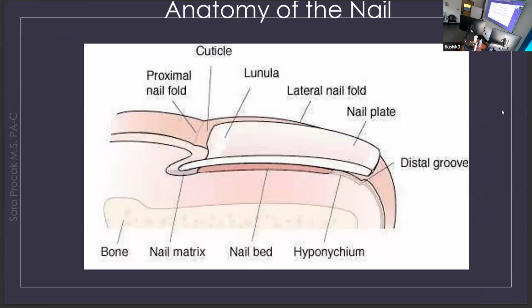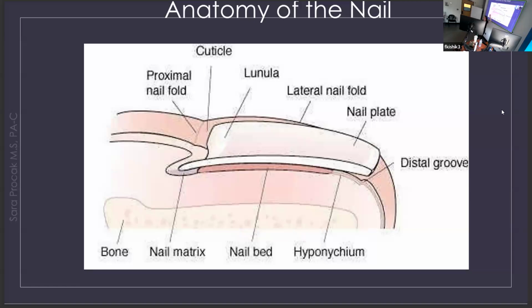Nail disorders. So we have the anatomy of the nail. I'm just going to go over this with you real quick. You have your proximal and lateral nail folds on either side of the nail plate. The nail plate is made up of hard keratin that comes from keratinocytes derived in the nail matrix, which is directly below that proximal nail fold.